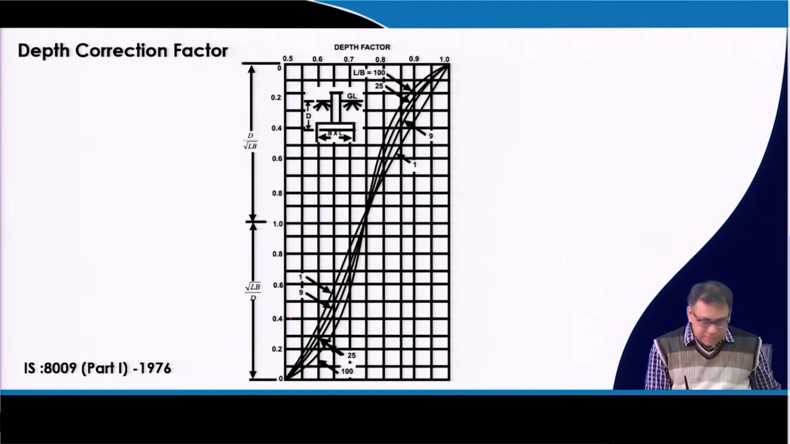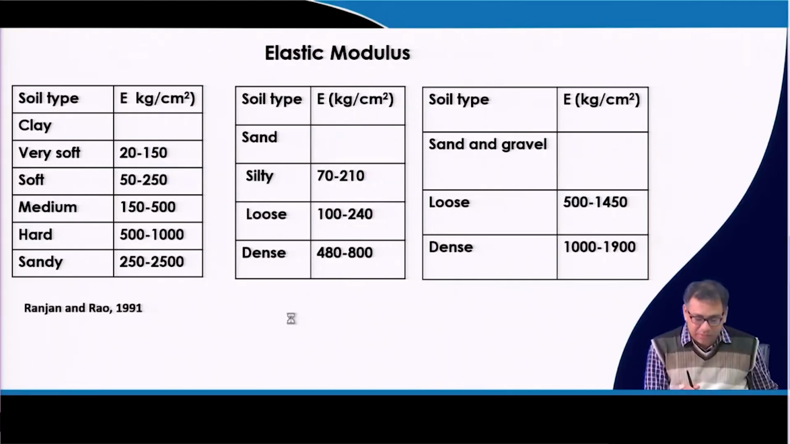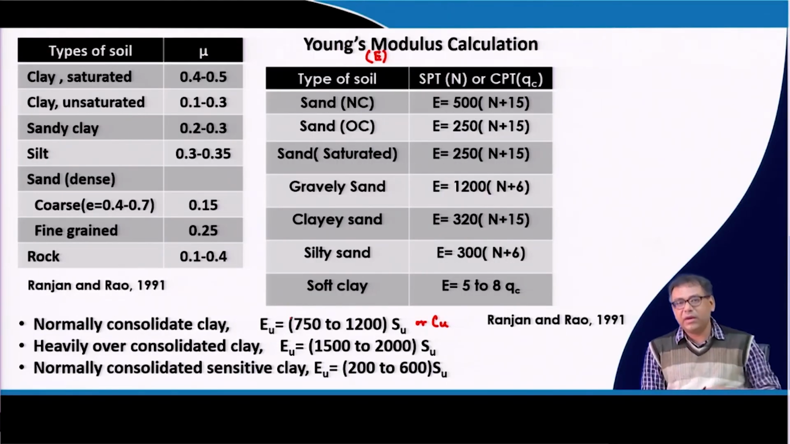So, I have discussed the depth correction factor, and I have discussed how you can get the value of E and mu. Again I am mentioning that if you have the actual E and mu value, that is always preferable, but if you do not have it, these tables will guide you to select the appropriate E and mu value. Okay, so this way I can calculate the immediate settlement. This settlement will give you the immediate settlement for the clayey soil.